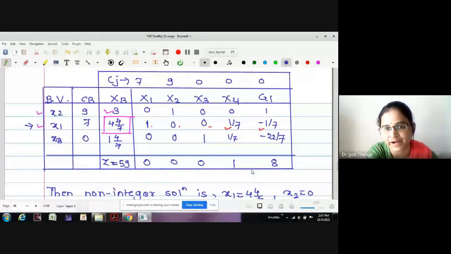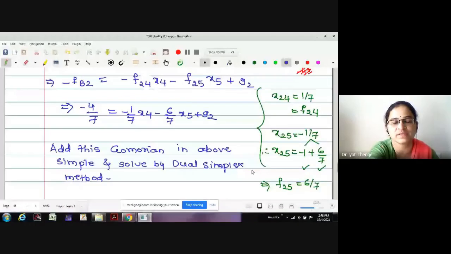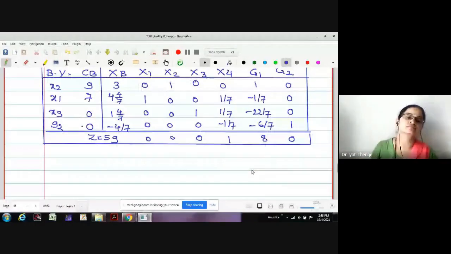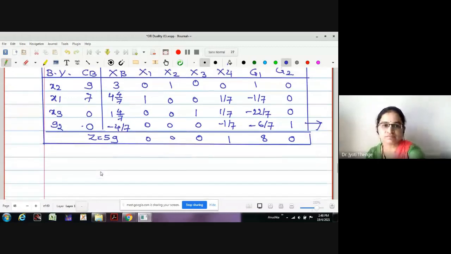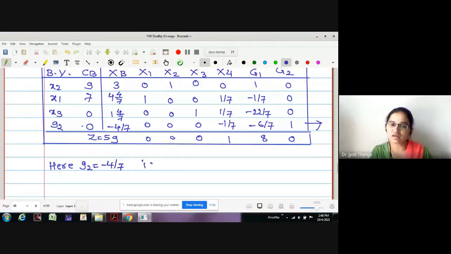Now let us apply dual simplex. What does dual simplex tell us? First select the outgoing variable. What is the outgoing variable here? Values of the first three variables are non-negative. The only value with a negative entry is G2. Therefore, this will be the outgoing variable. Now it remains to select the incoming variable. Here I will write directly: G2 equal to minus 4 by 7 is the outgoing variable. Is that fine?